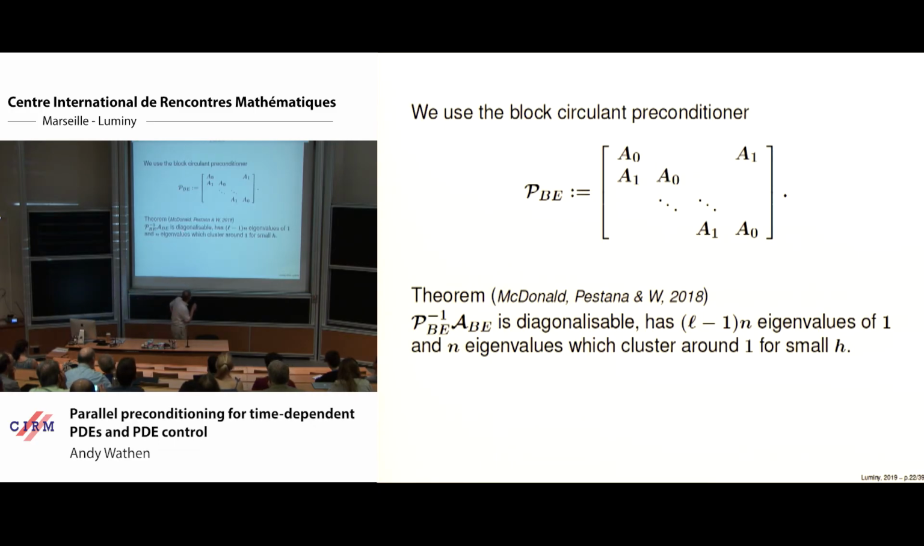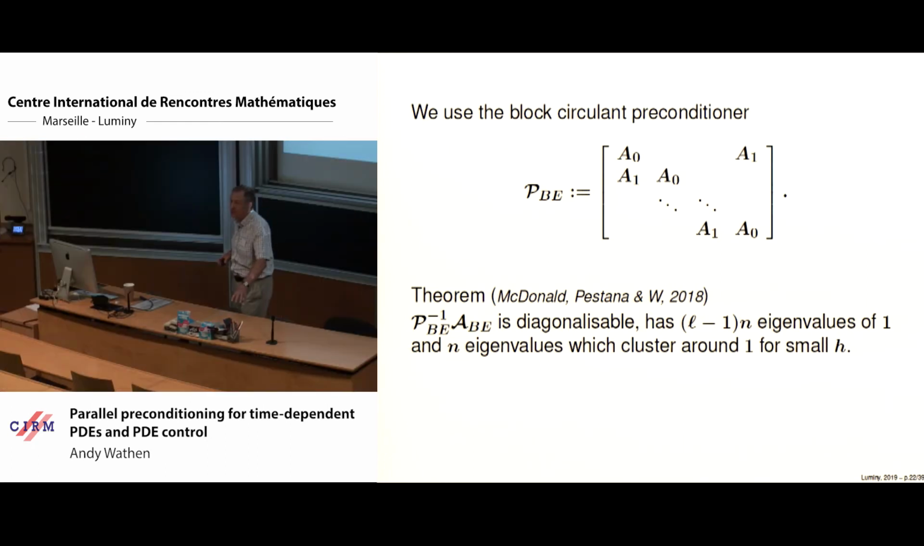It is diagonalizable, sorry. It has L minus 1, that's one less than the number of time steps, times n, that's the number of space degrees of freedom, eigenvalues of 1. That just says these matrices are somehow nearby. And it has n eigenvalues which cluster around 1 for small h. Again, there is a more precise statement in our paper, but I'm trying to make it understandable here. In other words, this would not be such a bad preconditioner for this problem. Generally that's what I take this theorem to say.